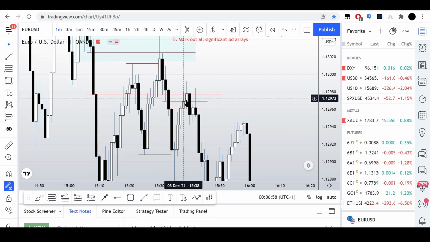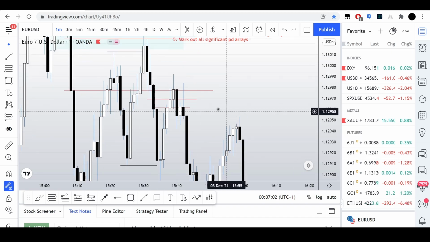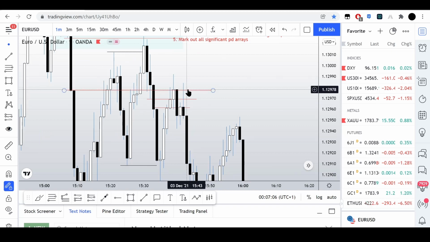This is the premium. Look where price came back to at the discount, and look what it did. The body still respected this discount array. Okay, it still respected this discount array. Now, say you didn't want to enter here. Say you're afraid. You don't want to enter here. You need confirmation that this is gonna hold.